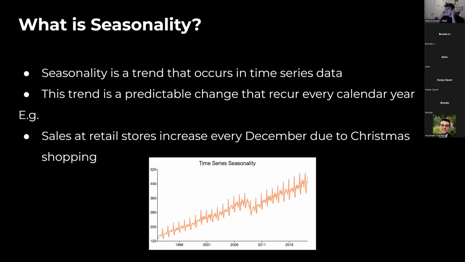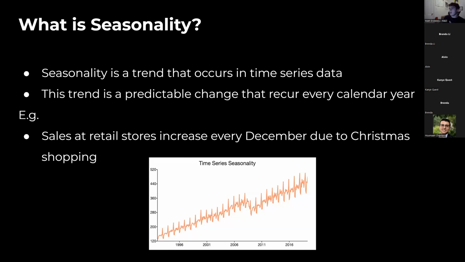So, like I said, with time series data, there can be a lot of trends and relationships with its past data you can use to actually predict what's going to happen in the future. And so what are some of these trends? Well, the first one I want to discuss is called seasonality.